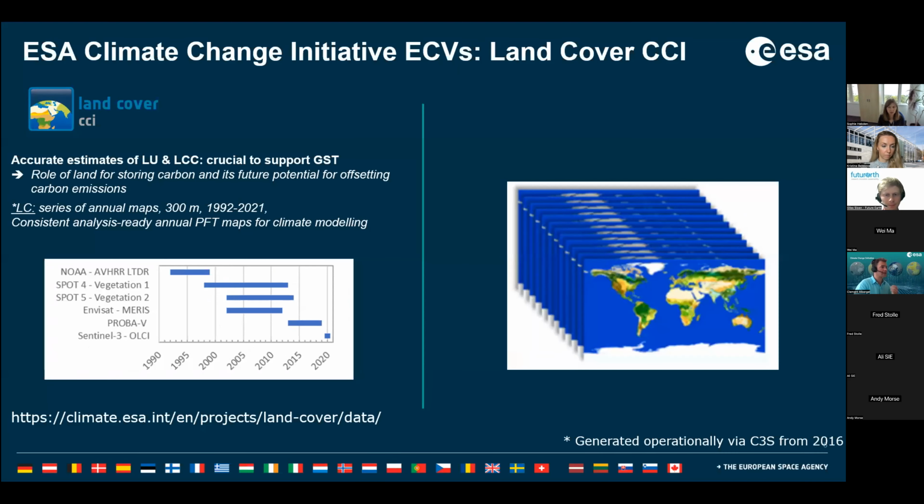We also look at land cover and land cover changes, and that's because having an accurate estimate of land use and land cover change is crucial to support the global stocktake process, because the role for land for storing carbon and its future potential for offsetting carbon emission is huge and is an area of active research.